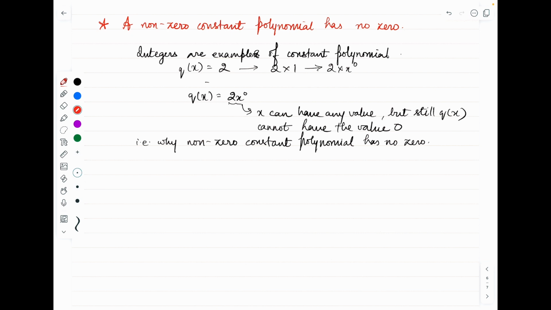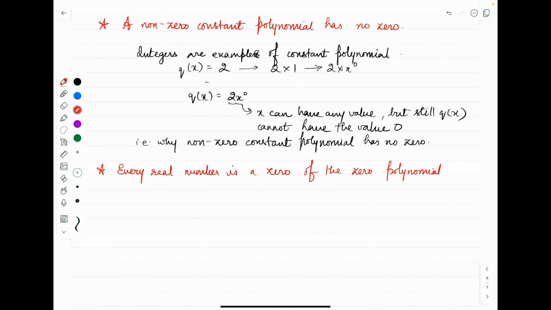Okay, the second point I want to make is, every real number is a zero of the zero polynomial. What does this mean? See, I have already told you in the previous class, 0 is called the zero polynomial.